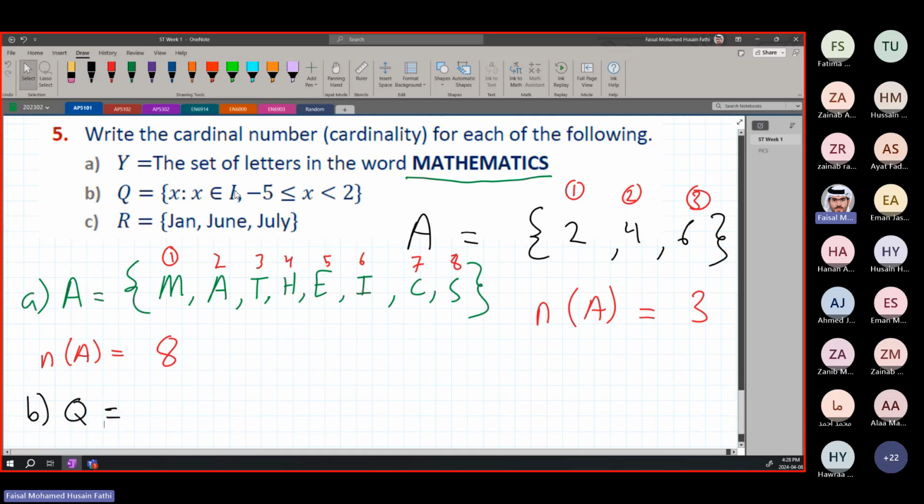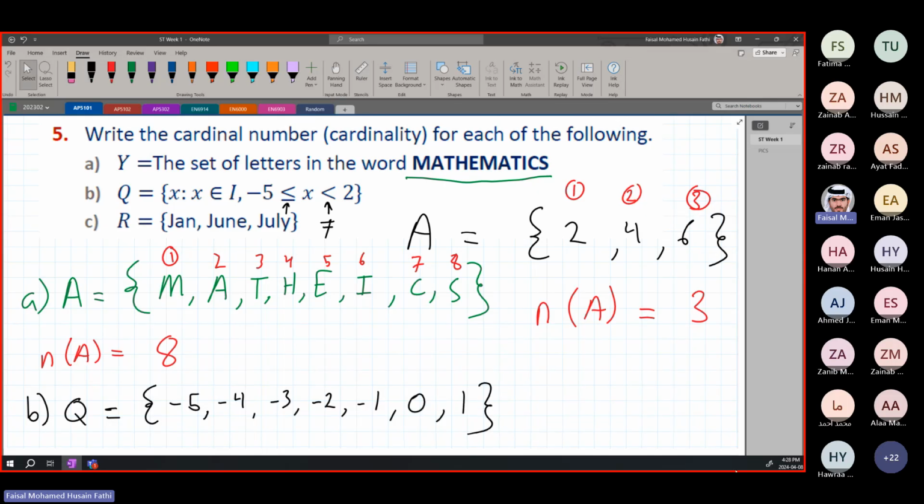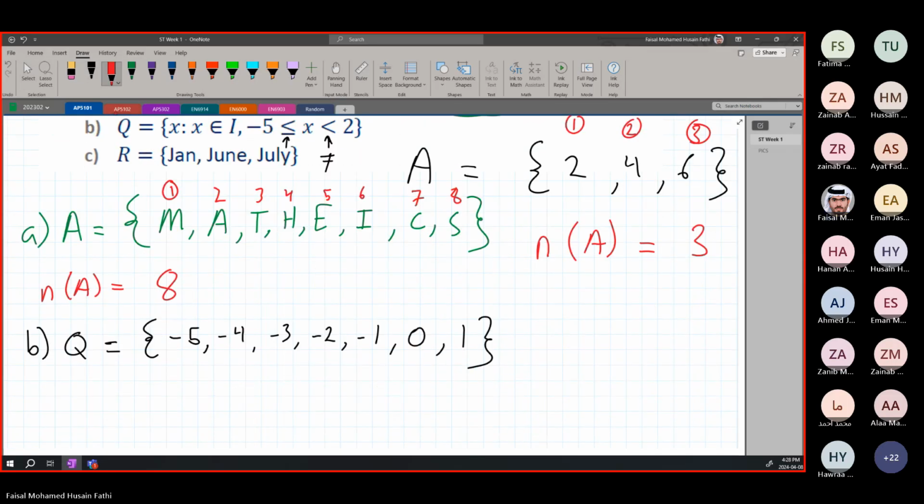And then the next one, part B: Q is equal to {x : x is an element of I, where I is integers, -5 ≤ x < 2}. So how would we write this? We start from -5 because there's an equal sign here, so it's included. -4, -3, -2, -1, 0, 1. Remember, there's a 0 after -1. 0, 1. And then that's it, because there is no equal sign here. An equal sign does not exist. So we close the brackets here. And now we can count them.